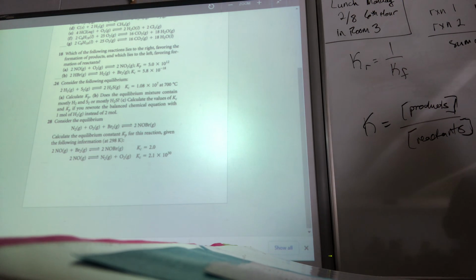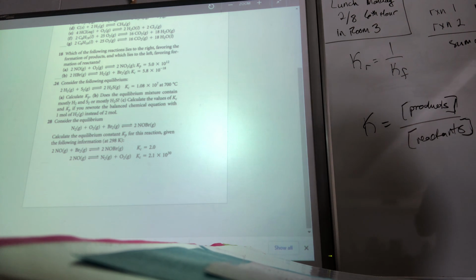Please do pay attention. If it says KP, you probably have to do the KC to KP conversion unless you were given concentrations and pressures.